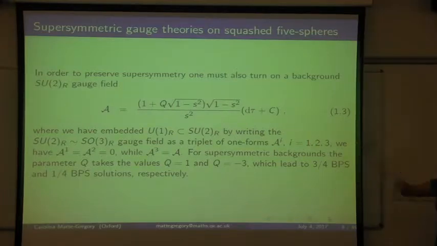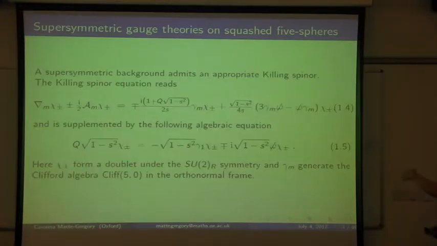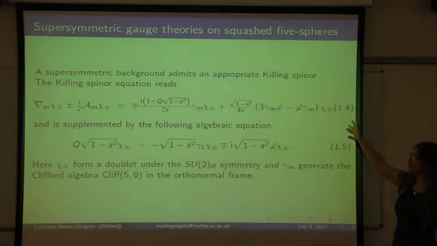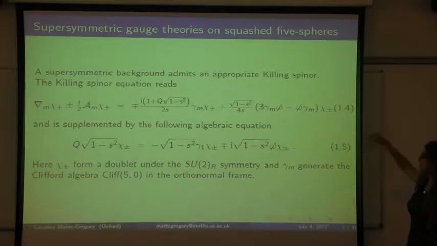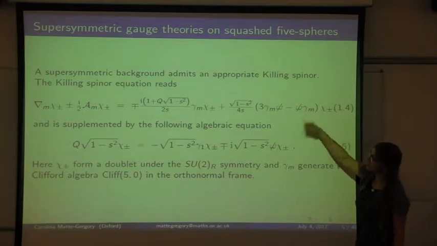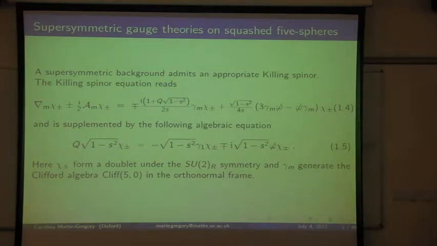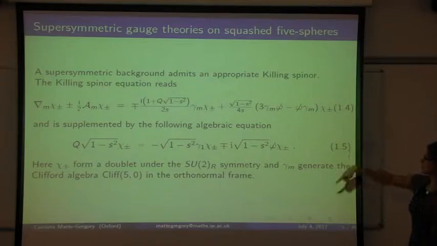Obviously, this is not how you get to the supersymmetry. To actually get to the supersymmetric solutions, you have to solve your Killing spinor equation, well, in this case, an algebraic equation. We talked about analogous equations before. This is my differential equation, my Killing spinor equation. There is a differential one, and then it's supplemented by this algebraic equation. Chi plus and minus are doublets under this SU(2) symmetry, and the gamma matrices are just the gamma matrices in these 5 dimensions.